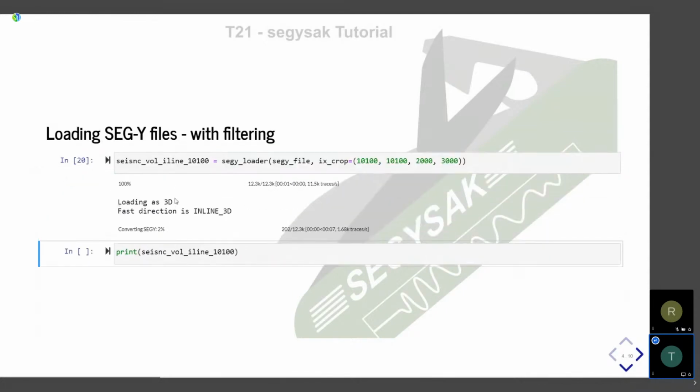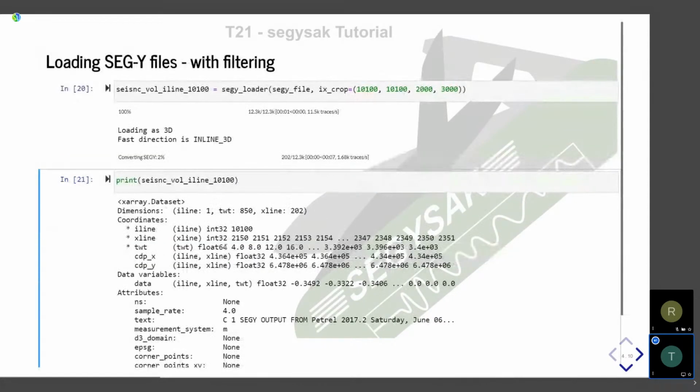The entire scrape still happens, but instead of loading the full 12,000 traces, we're just loading 202. And the reason it's 202 is because the range for the cross line on that particular inline only goes from 2150 to 2351. So this is another way that you can kind of limit the amount of data that you're loading in. So if you just want to look at a single inline and you've got a very large seismic volume, this can be a way to reduce the amount of data that you load directly in a single line.